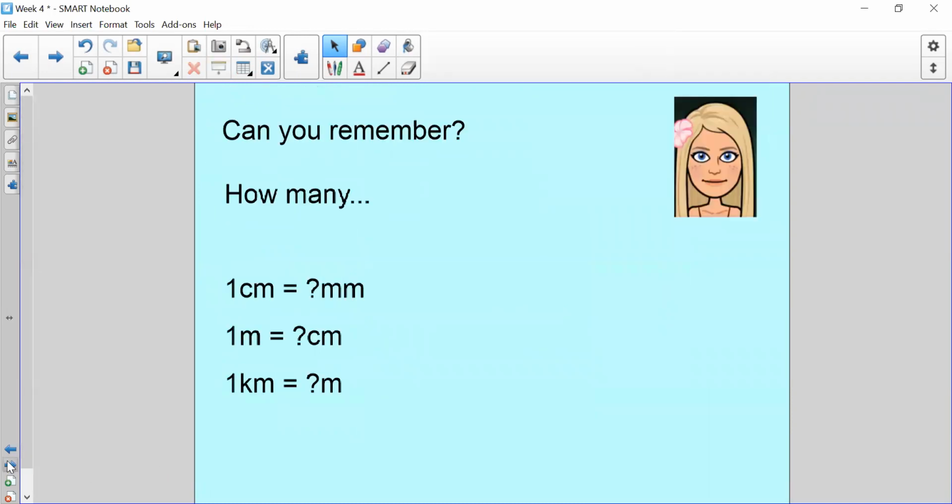Right, can you remember how many millimeters are in 1 centimeter, how many centimeters are in a meter, and how many meters are in a kilometer? So if you'd like on your piece of paper, just write down those 3 measurements.